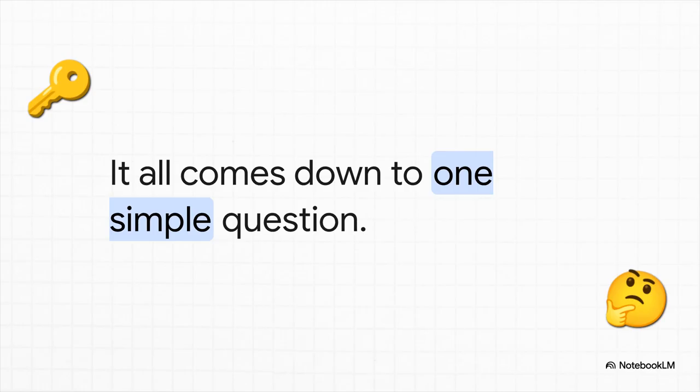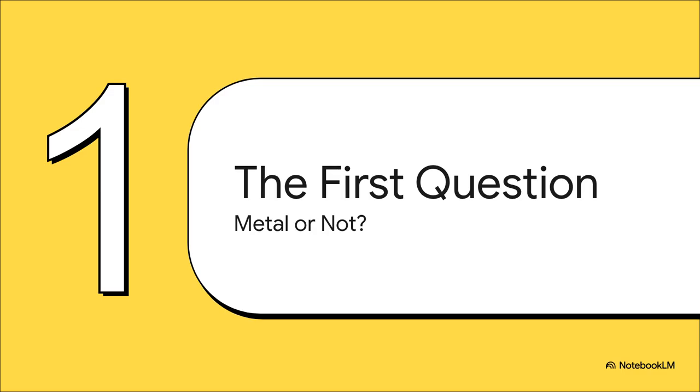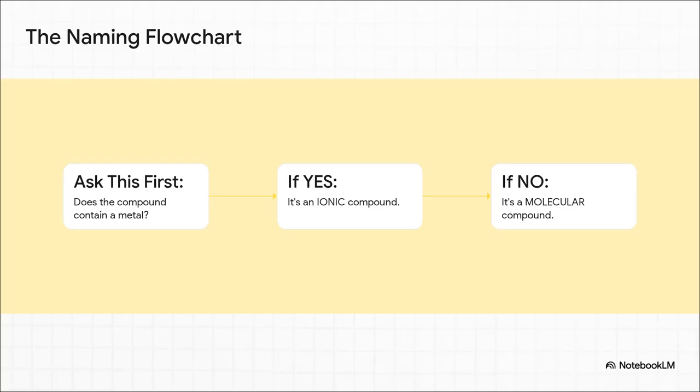Believe it or not, this entire system, which seems so complicated on the surface, really just boils down to answering one single, simple question about what a compound is made of. And here it is, the big question. Does the compound have a metal in it? That's it. Your answer, yes or no, is the fork in the road. It sends you down one of two totally different naming paths, each with its own set of rules. This flowchart just perfectly lays it all out.